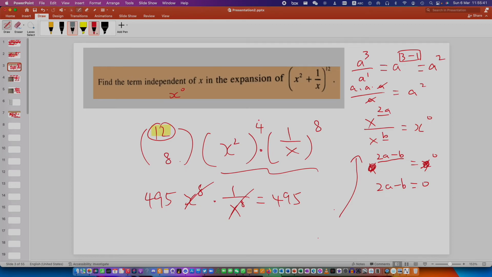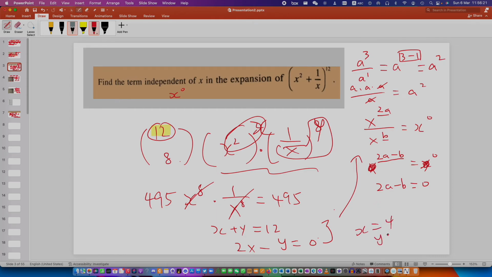Just now what did I do? I said this is x and this is y. Then x plus y is equal to 12. You still remember that? And then this is 2x, so it's 2x minus y equals 0. So this is the simultaneous equation you need to solve. You get x equals 4, y equals 8.